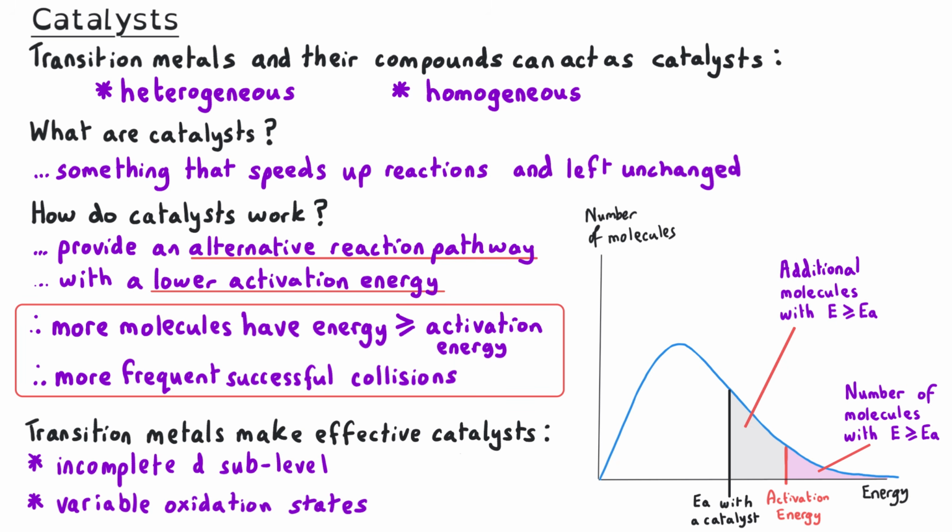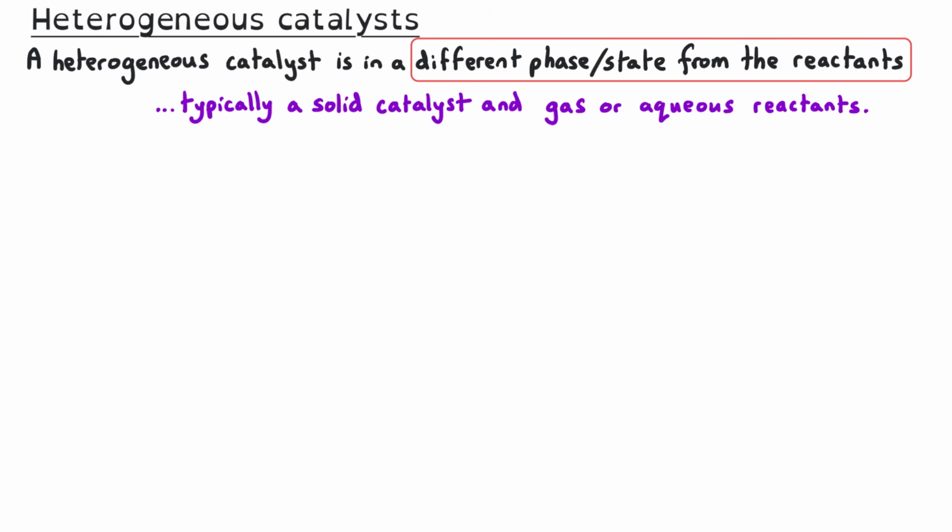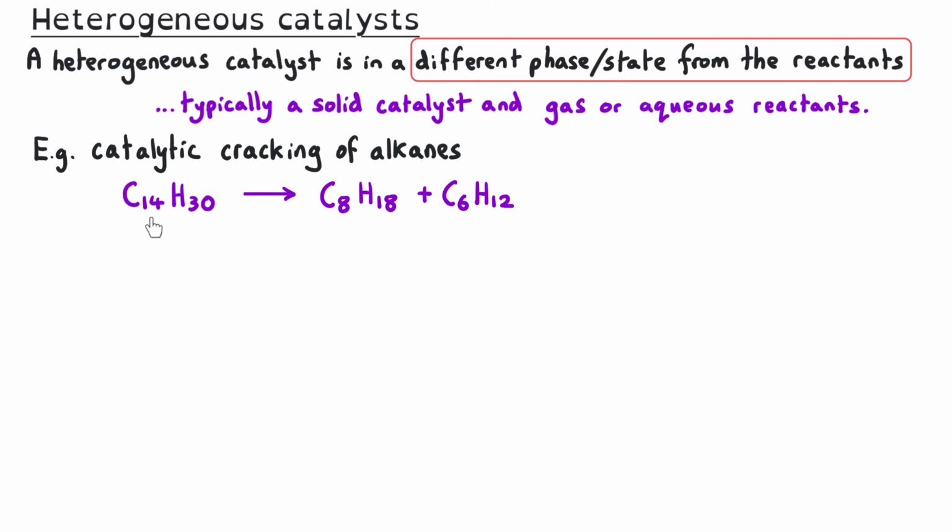Transition metals make effective catalysts because they have an incomplete d sublevel and because they have the ability to have variable oxidation states. A heterogeneous catalyst is in a different phase or physical state from the reactants. Typically, this will mean a solid catalyst and gas or aqueous reactants. One example of this from organic chemistry is the catalytic cracking of alkanes. For instance, tetradecane can be cracked into octane and hexene using a solid zeolite catalyst.